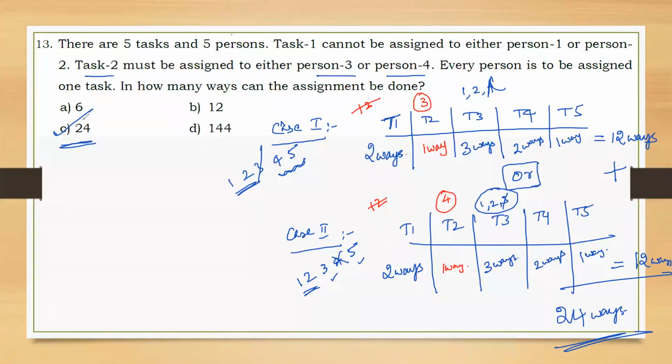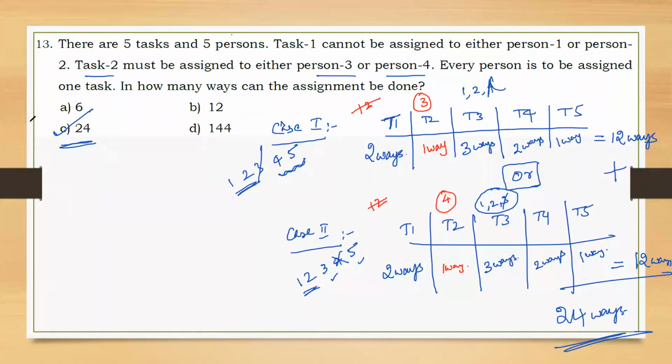One task, right? Therefore, from task 1, we cannot take 1 and 2, already 3 is assigned. Remaining 4 and 5, any one person will occur, right? So we have 2 chances, 2 ways. 1 will be assigned. So remaining 3 persons will be there. Already task 1 and task 2 are assigned. So remaining we have 3 persons, 3 tasks. So 3 factorial. You can write like that also.